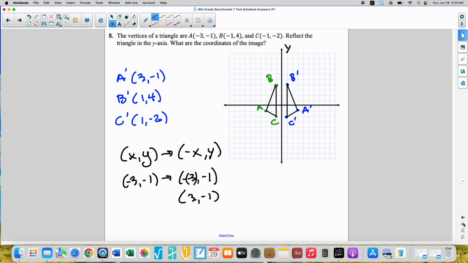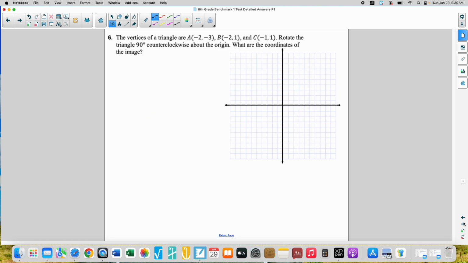Number 6, vertices of a triangle are A is negative 2, negative 3. B is negative 2, 1. And C is negative 1, 1. Ooh, that's pretty close. Those are not fun. And that's C, sorry, that's C. So let's connect it.